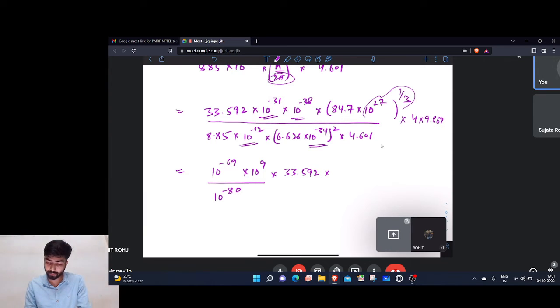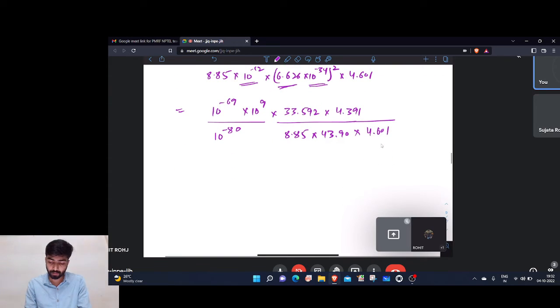Multiplied by 84.7 raised to the power 1 by 3, which comes out to be 4.391, divided by 8.85 into 43.90, which would be the square of 6.626 multiplied by 4.601. So this 10 to the minus 80 goes into the numerator, becomes 10 to the plus 80, and 80 and 9, minus 69, becomes 10 to the power 20. And if one evaluates this expression, we are left with 3.25.